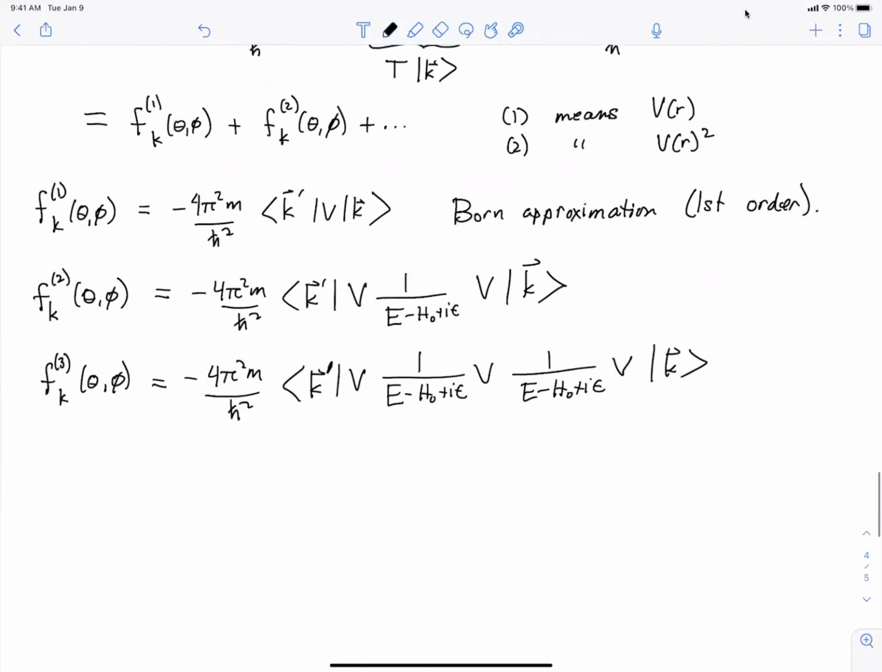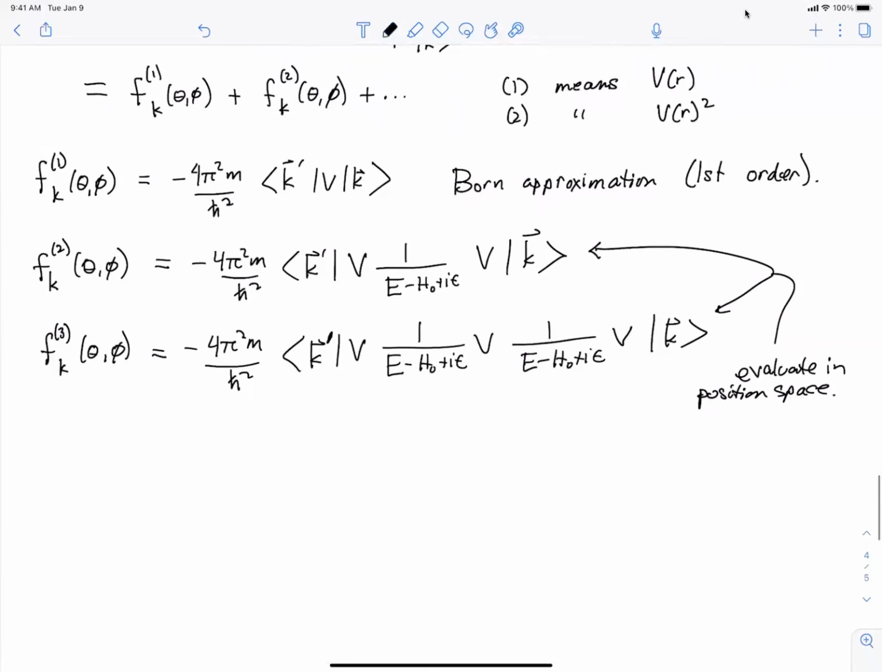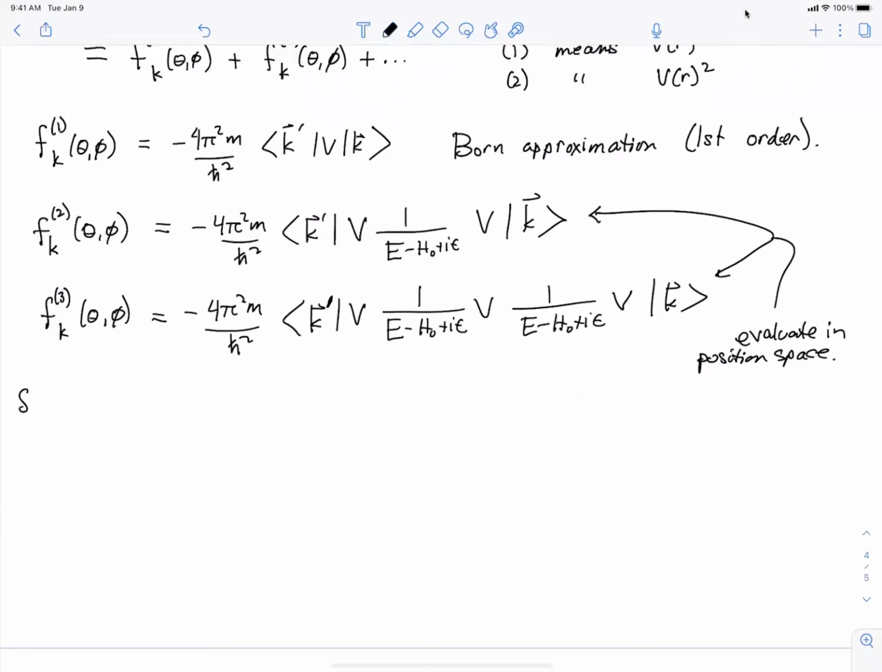Okay, so now you can evaluate these in position space, just like we did for the first order Born approximation. And the same thing will happen, which is we'll get things involving the green function. So for example, f2 of k, theta and phi, is minus 4 pi squared m over h bar squared.